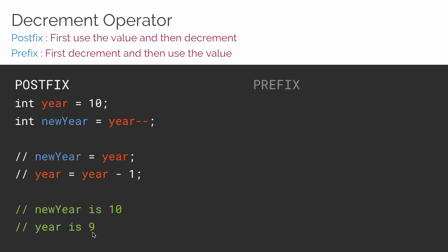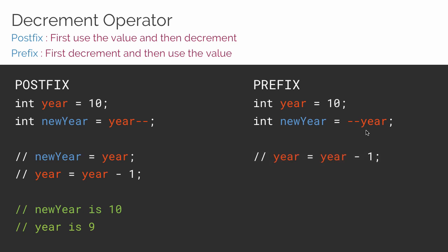So similarly we have the prefix as well. Int year is 10 and we have this expression of prefix. This statement will be interpreted as these two statements: first decrement and then use the value. So in the output, both newYear and year will have the value of 9 and 9 respectively.